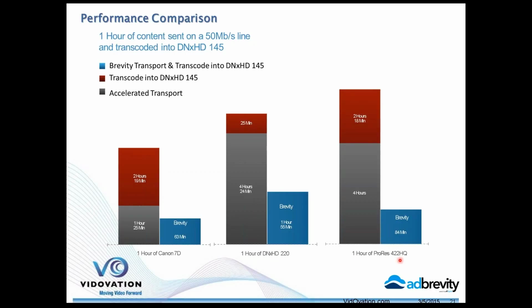Then over here, going from a ProRes, this is a higher bit rate type file, 4 hours of transport. Look at all that transcoding time, 2 hours and 18 minutes. We get the whole thing done in less than an hour and a half. So we take almost 6.5 hours and get it down to an hour and a half.